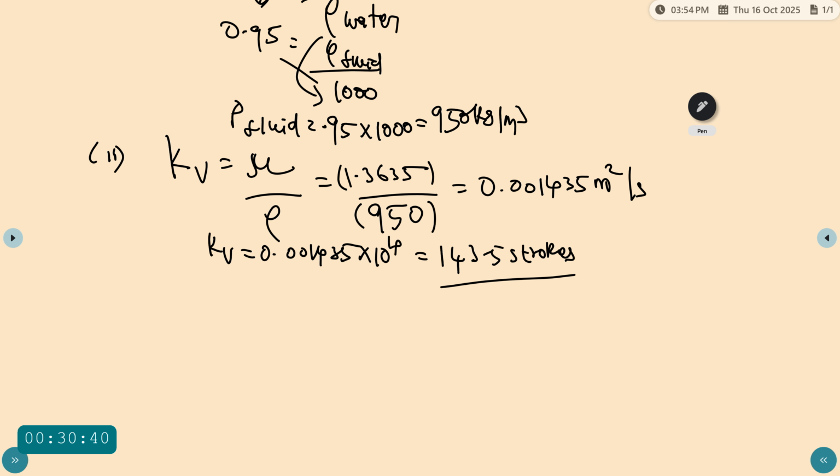The value is 0.001435 meters square per second.